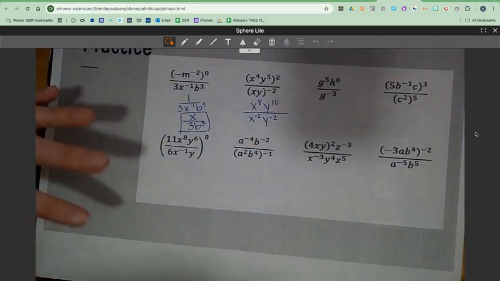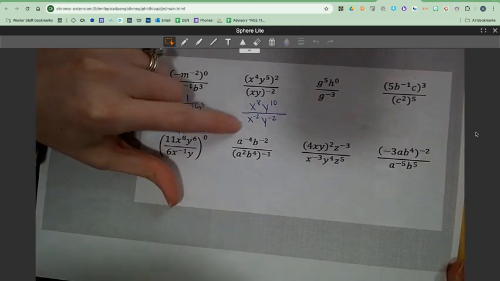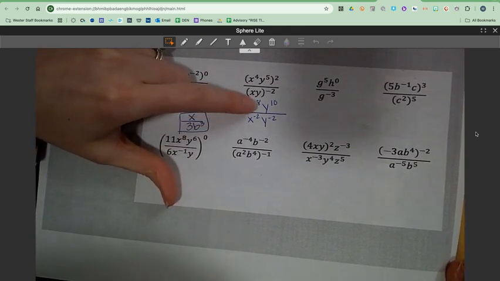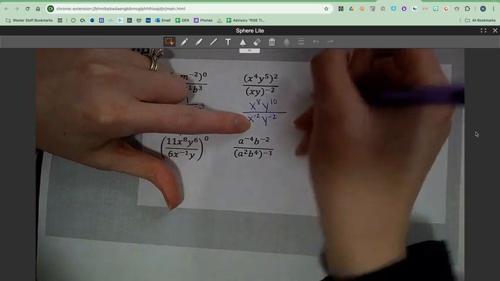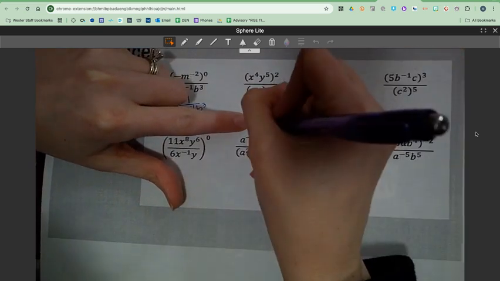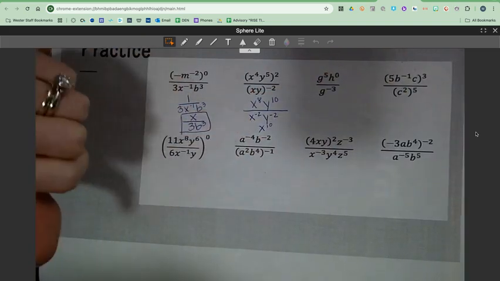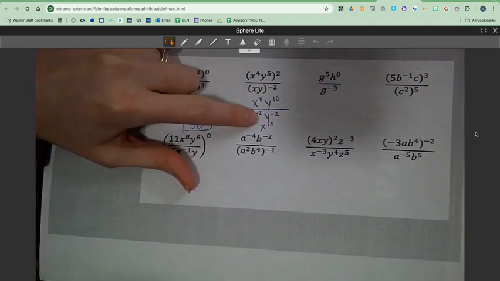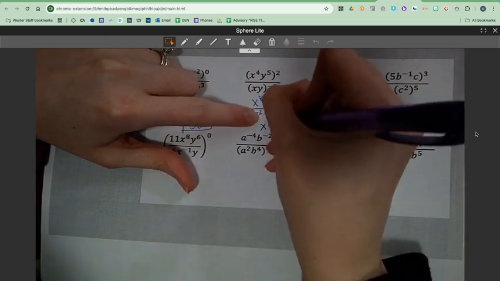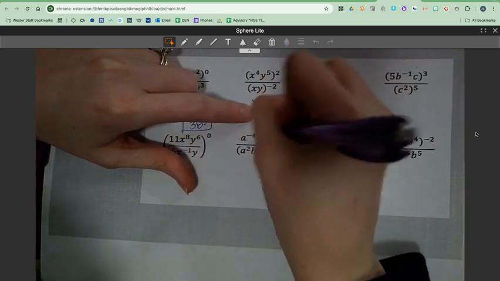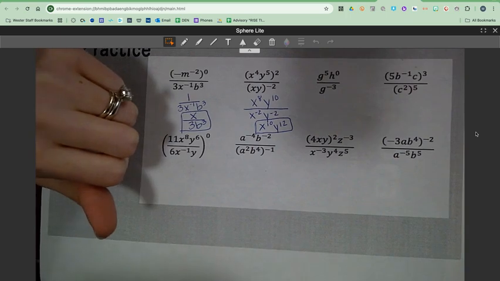We're going to deal with our division rules first. So same base, we're going to subtract the exponents. 8 minus a negative 2, well, that's really like 8 plus 2. So this becomes x to the power of 10. And remember, division rules, it automatically sends us up to the numerator. 10 minus a negative 2 is 12, y to the 12th. So x to the 10th, y to the 12th, that is our answer.